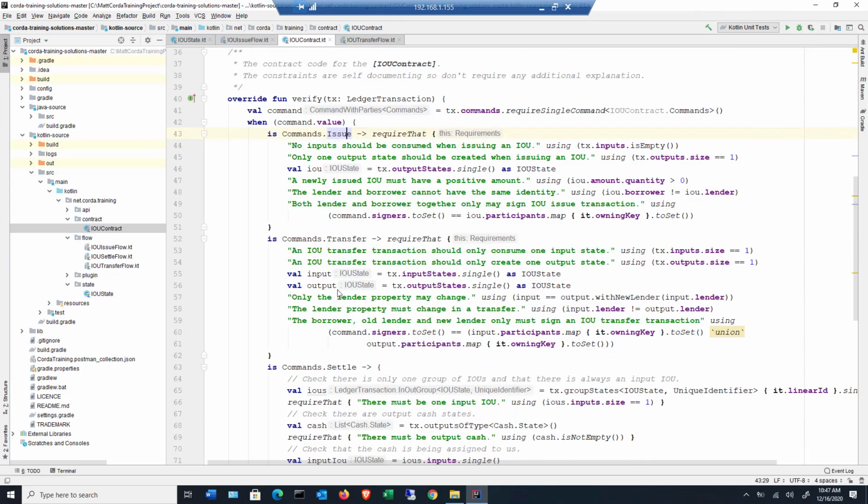We'll actually summarize all of these rules. But before we get into that summary, we can see here this very first requirement: no inputs should be consumed when issuing the IOU. So there should be no input states, and we're validating here that the transaction inputs are empty.